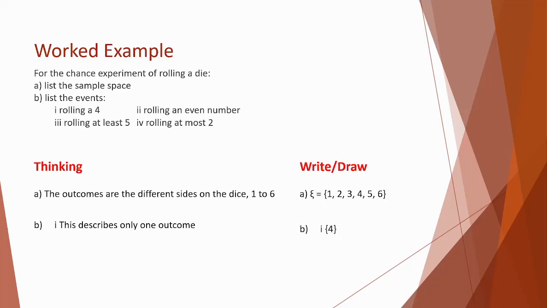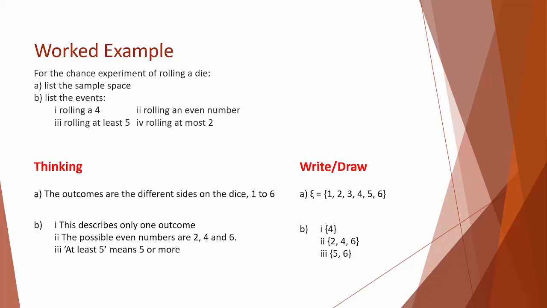And even though it's only one number, I still put it in that set notation. For number 2, the possible events for rolling an even number, we've already said, was 2, 4, and 6. So I will write down the set of 2, 4, and 6. With the next one, we have to be careful with the language. So it says at least 5, which means 5 or more. And if I think about the dice, the numbers on the dice, the only 2 numbers that occur that are 5 or more are the set 5 and 6.